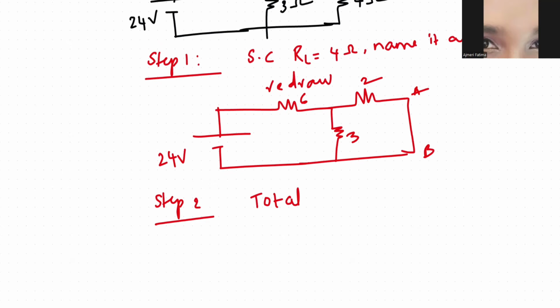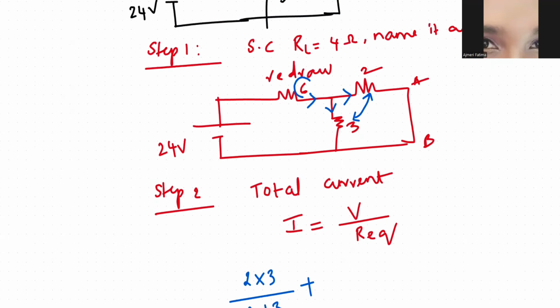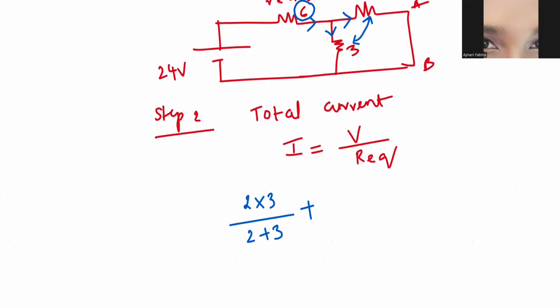So total current I is equal to V by R equivalent. Now if you observe, the current is coming from this source. So current will come like this, from here it would go here and it would go like this. So I can say these two resistances, 2 and 3, are in parallel. When resistances are in parallel, you do R1 R2 by R1 plus R2. So 2 into 3 by 2 plus 3, plus the resistance left out, which is 6 ohm. So 6 ohm will be in series. This will give us R equivalent.